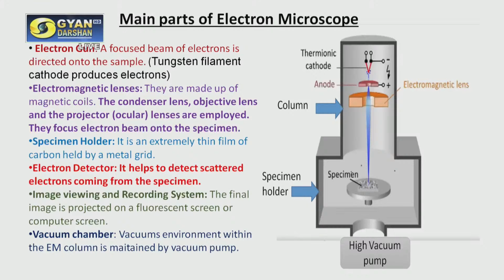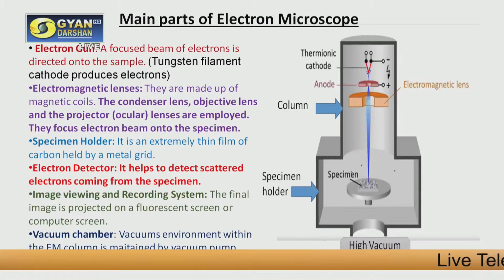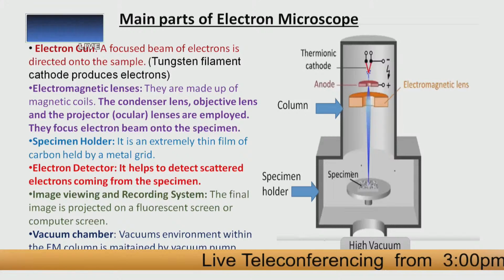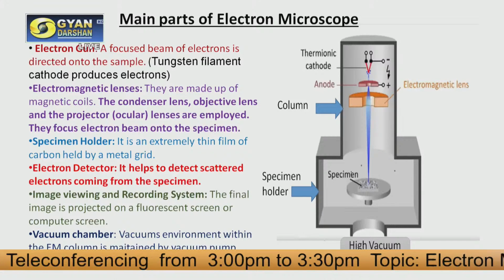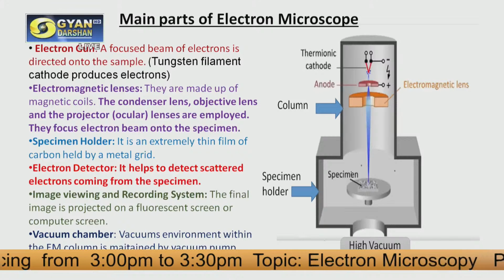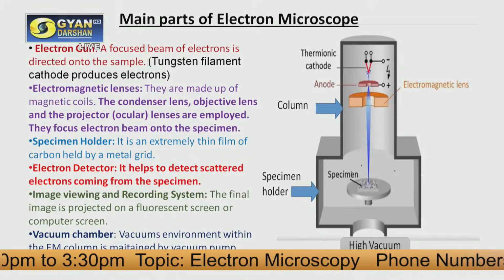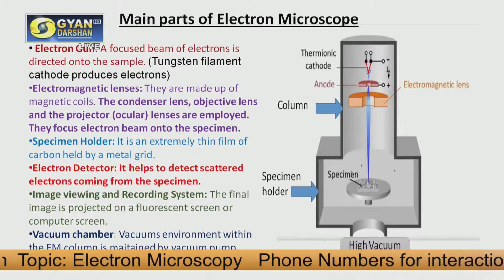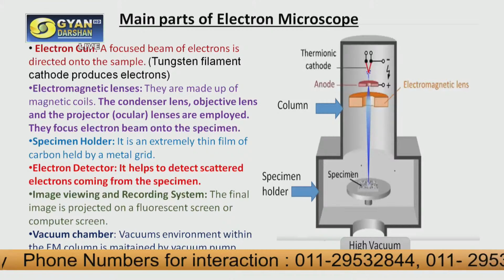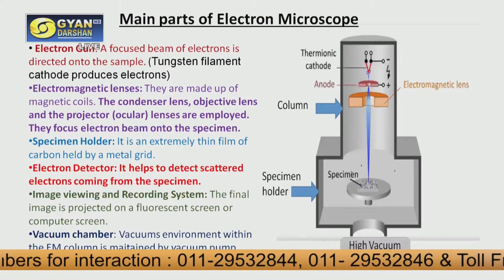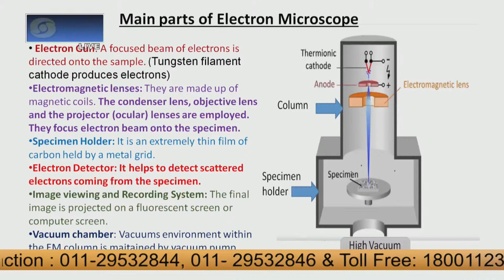Now we discuss what the main parts of the electron microscope are. In an electron microscope, the source of electrons is the electron gun. Here you can see the electron gun, where a focused beam of electrons is directed onto the sample. The electron gun is made up of a tungsten filament cathode, which is electrically heated at 100 to 1000 volts, and it produces the electrons.